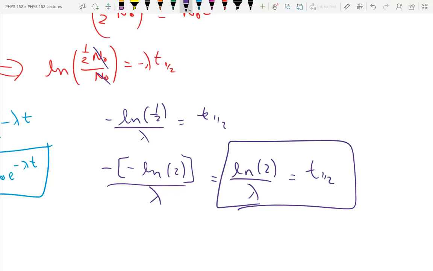So in lab, you are going to analyze your data and find lambda. And then once you've found lambda, you're going to find the half-life and compare that half-life to the accepted value for indium-116, what we're using. I think it's 116. Might be 115.